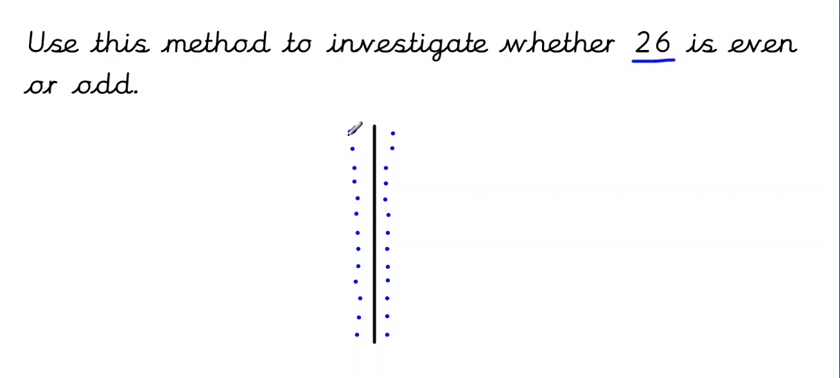So in this group, I have got 1, 2, 3, 4, 5, 6, 7, 8, 9, 10, 11, 12, 13. Okay? And in this group, I've got 1, 2, 3, 4, 5, 6, 7, 8, 9, 10, 11, 12, 13. Okay? So because I have got the same amount of dots in each group, that means that my number is even. Well done if you also thought that.